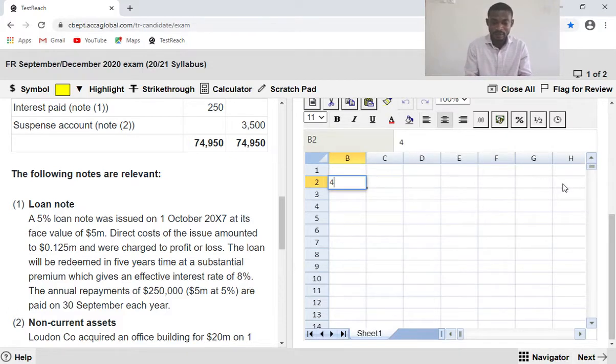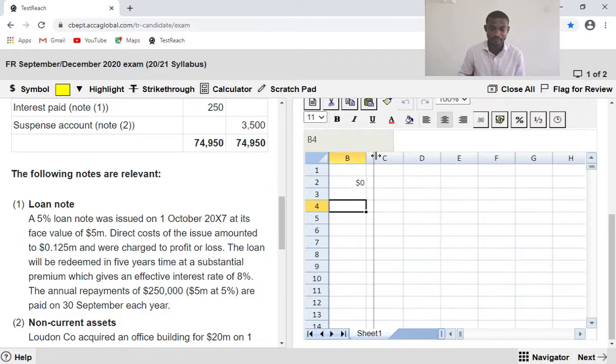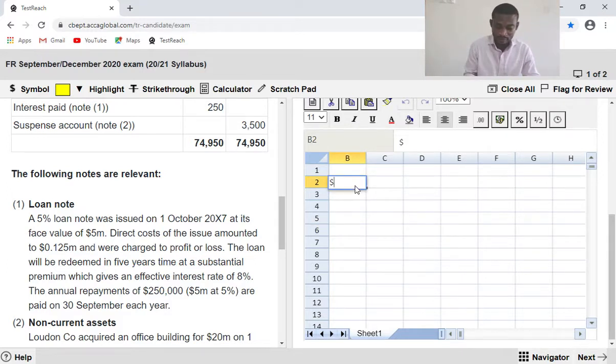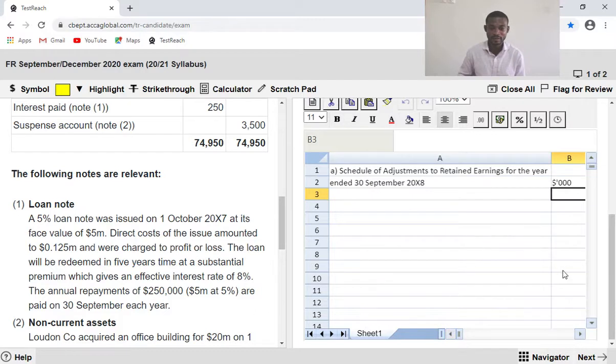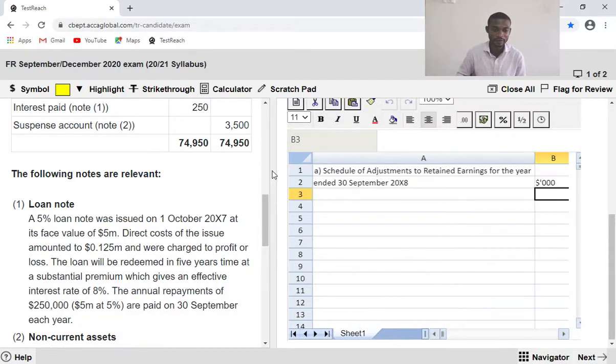It's dollars, so raised to power thousands. And please, you don't need to highlight or anything. Let me click on it again, just put a comma there. Dollar, comma up there, three zeros, and that should be fine. So this is what we have. Have a good view of it. Now it's a schedule of adjustment.